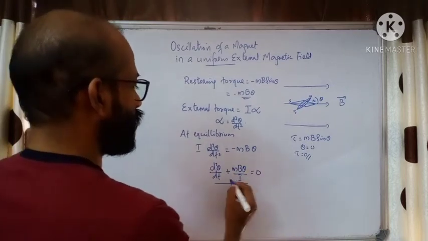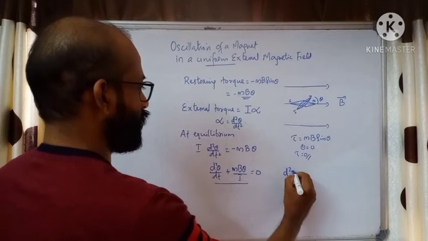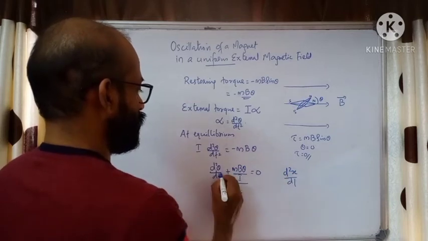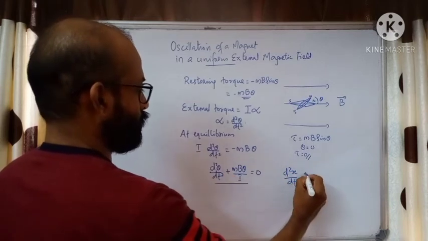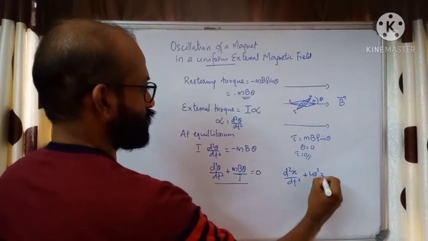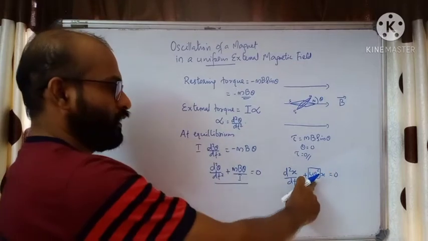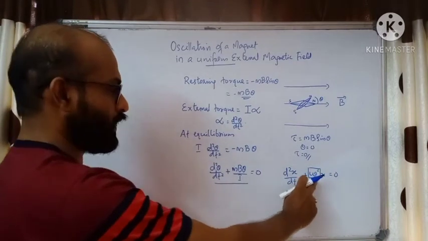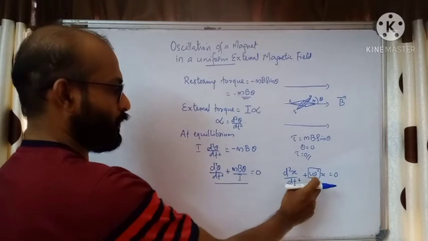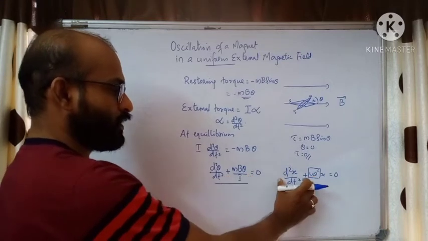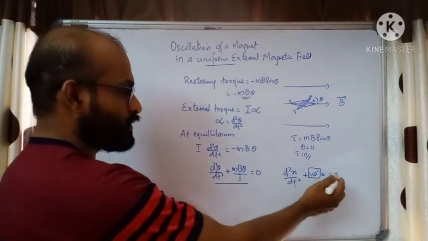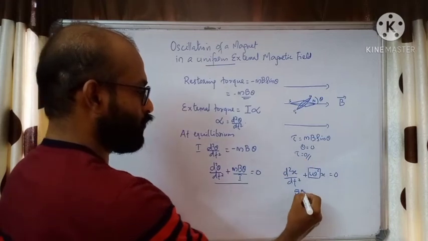What's the equation of simple harmonic oscillation? We are saying that d square x by dt square plus omega square x is equal to 0. Here omega square is the square of the angular frequency. So we can compare these two equations. This is the standard equation of simple harmonic motion.